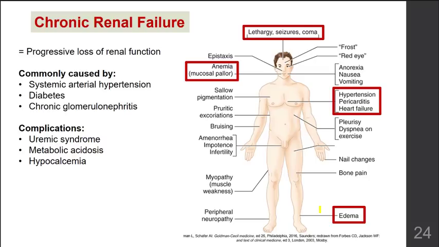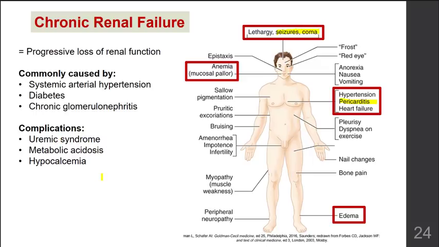Uremic syndrome is a very serious complication of chronic kidney disease, and it occurs when urea and other waste products build up in the body because the kidneys are unable to eliminate them. And so this is obviously toxic to the body. It can cause such effects as pericarditis, for example. It can also lead to neurologic damage where seizures and a coma can occur.